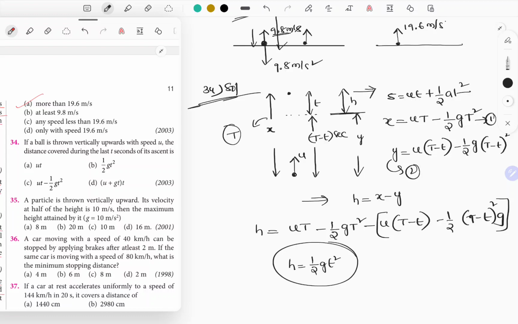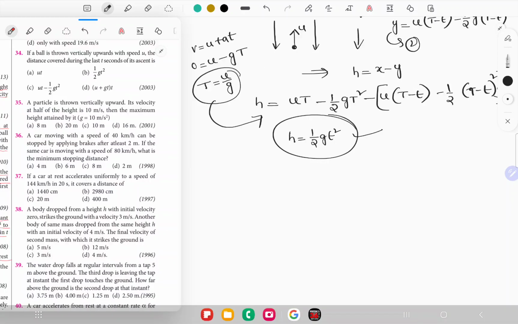So you have to eliminate whatever the possible values that can be eliminated. And then one more thing you have to understand: what is the time taken by it to reach maximum height? Initial velocity is u, final velocity is 0, distance traveled is x, and you can find this by using the v is equal to u plus at formula. v is equal to u plus at, final velocity 0, initial velocity u, minus g into T. So from this T is equal to u by g. So this is the time taken. You can substitute in this equation. It will help you reach the final answer.